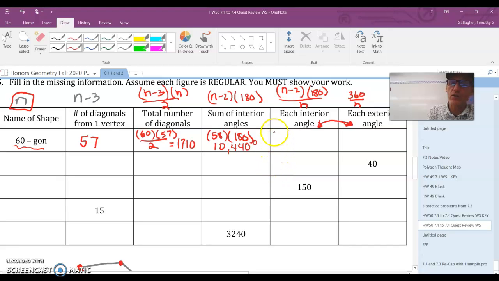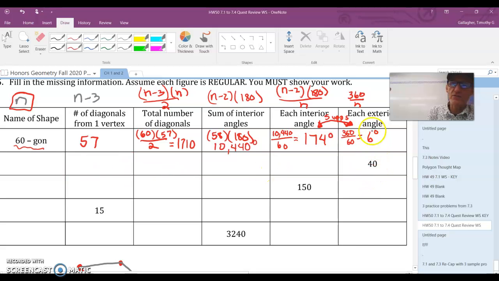Now each interior angle is 10,440 divided by 60. Now, before I get that answer, I want to tell you that each exterior angle is 360 divided by 60, which is 6 degrees, which is much easier to figure out. And then if these two are supplements of each other, then this is 174 degrees, okay? All right, so let's look at the next row.